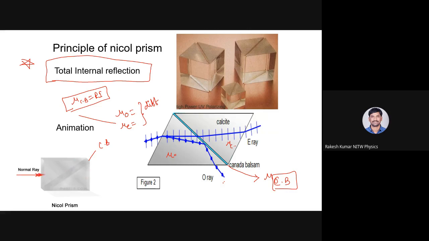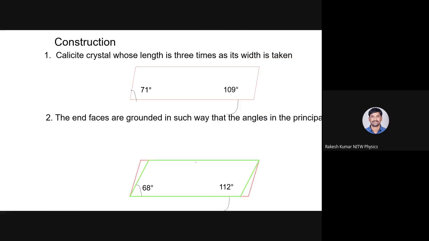But before that, let me show you how to construct the Nicol prism from the calcite crystal. First, you take the calcite crystal as usual. You're going to have 71 degrees and 109 degrees, what we have seen in the calcite crystal case. You're going to grind, or remove a certain portion of material, to make this 71 degrees into 68 degrees and this 109 into 112 degrees. You grind it in such a way that these angles become 68 and 112 degrees. This is the first thing you're supposed to do.